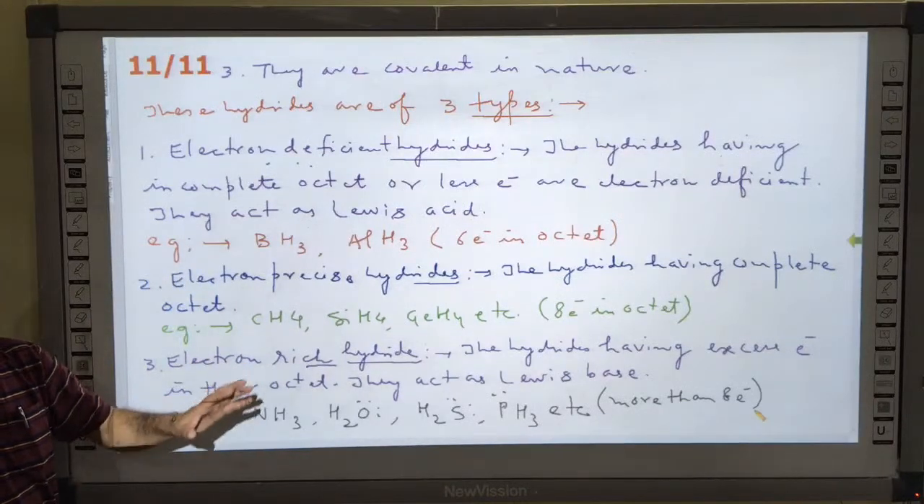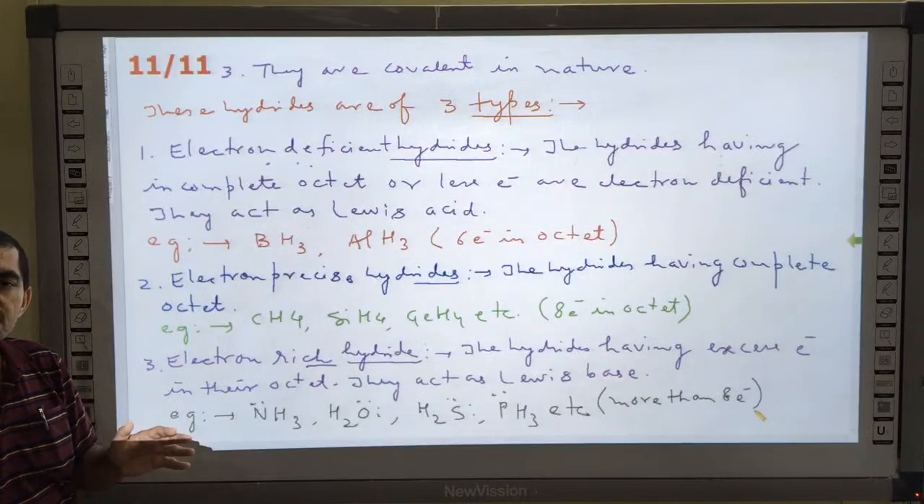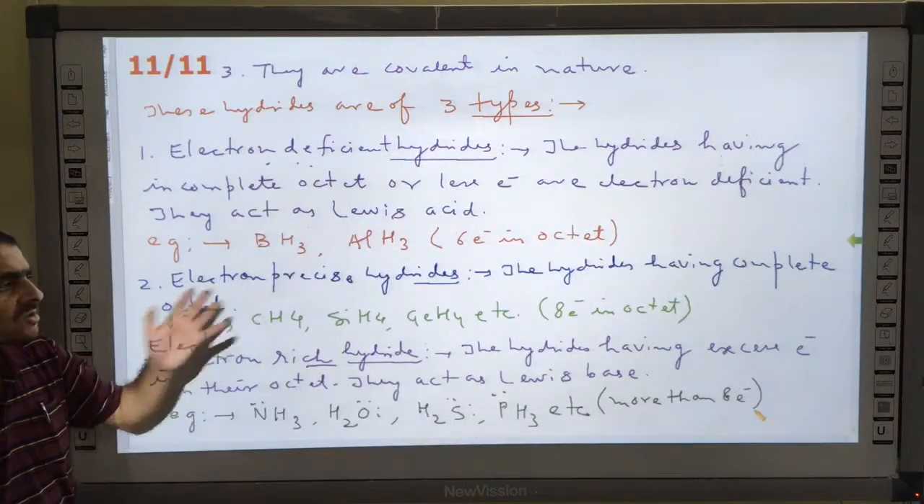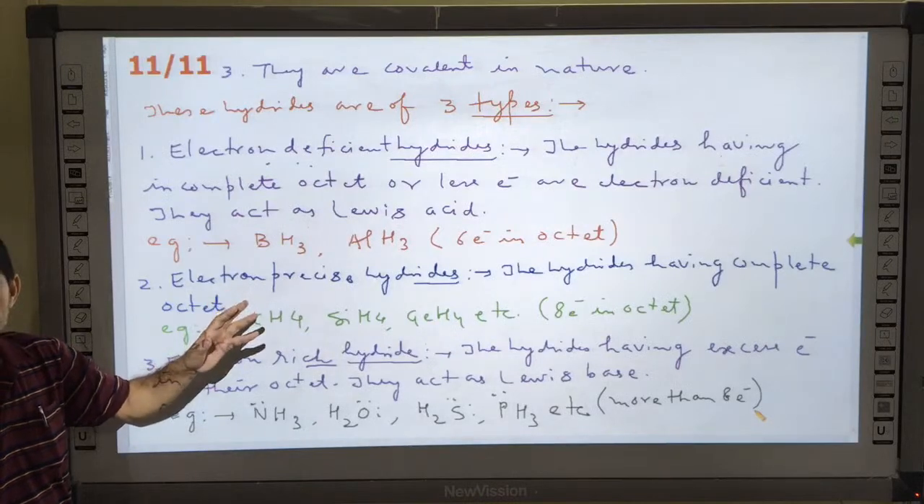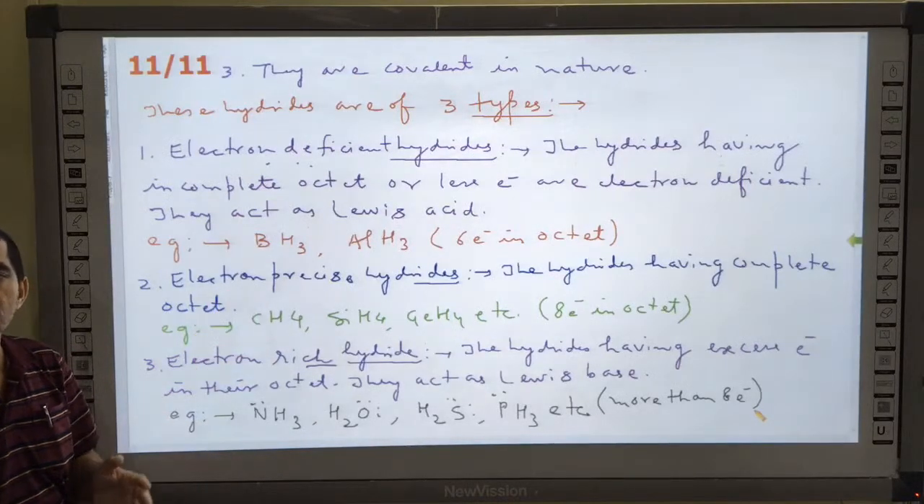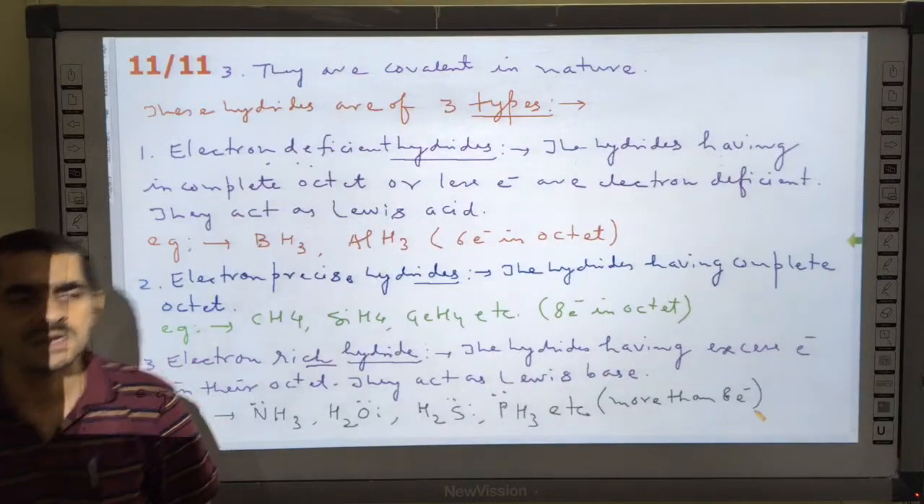This is all about hydrides. So today we have discussed half part of this hydrogen unit. Clear? Please go through it. Try to read it carefully. Note in your copies. The remaining part we will continue tomorrow. That's all for today. Thank you very much.